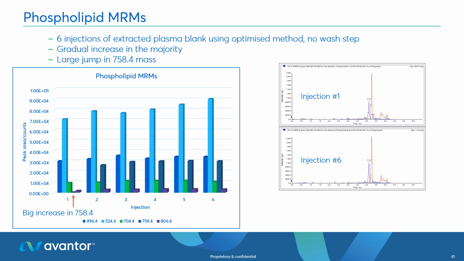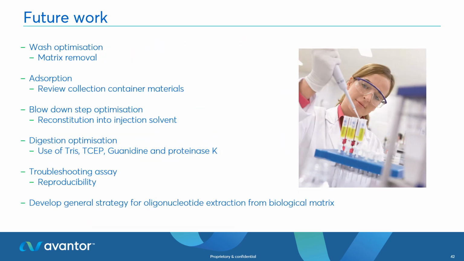So I've alluded that there's more work. So what more work do we need to do? Clearly, we need to optimize the wash to try and optimize that matrix removal. For that, we can have a look at a range of different eluotropic strength solvents in order to remove the matrix components.